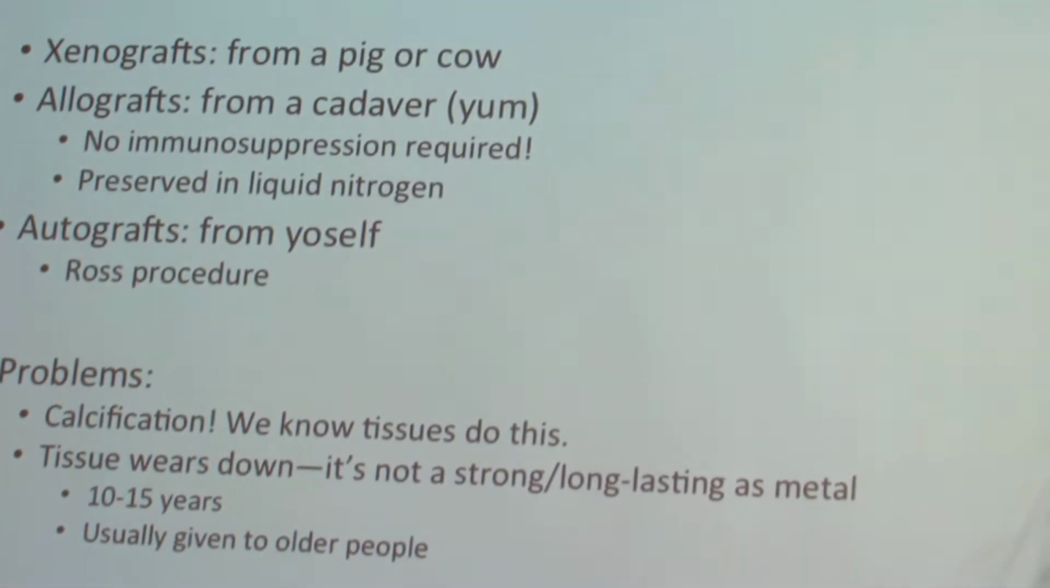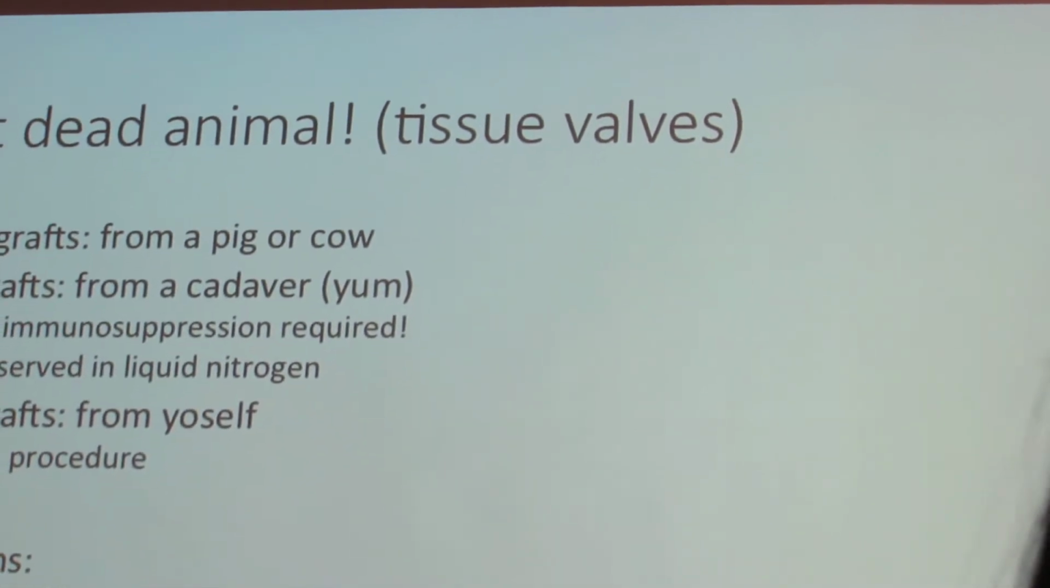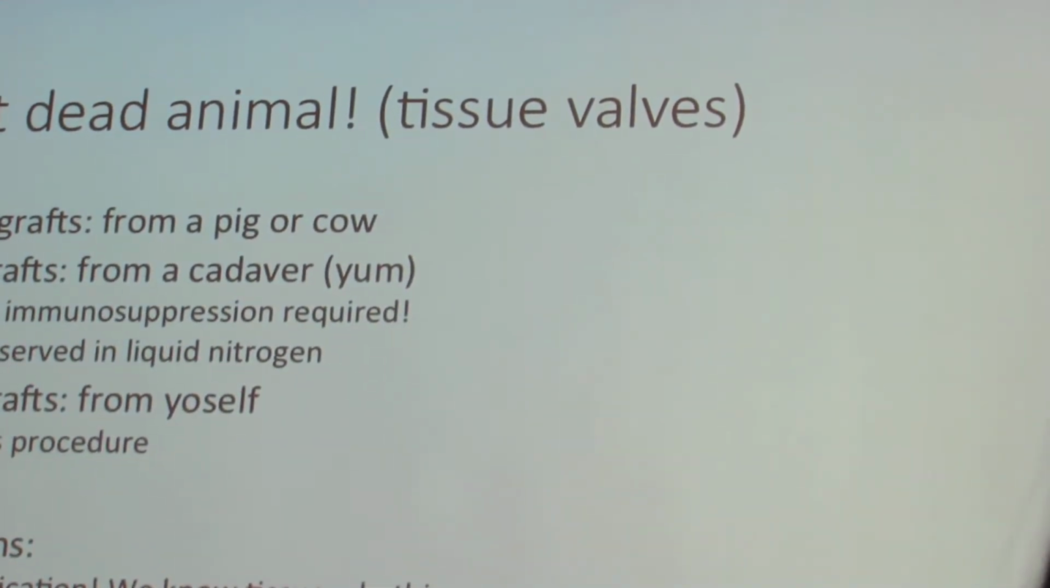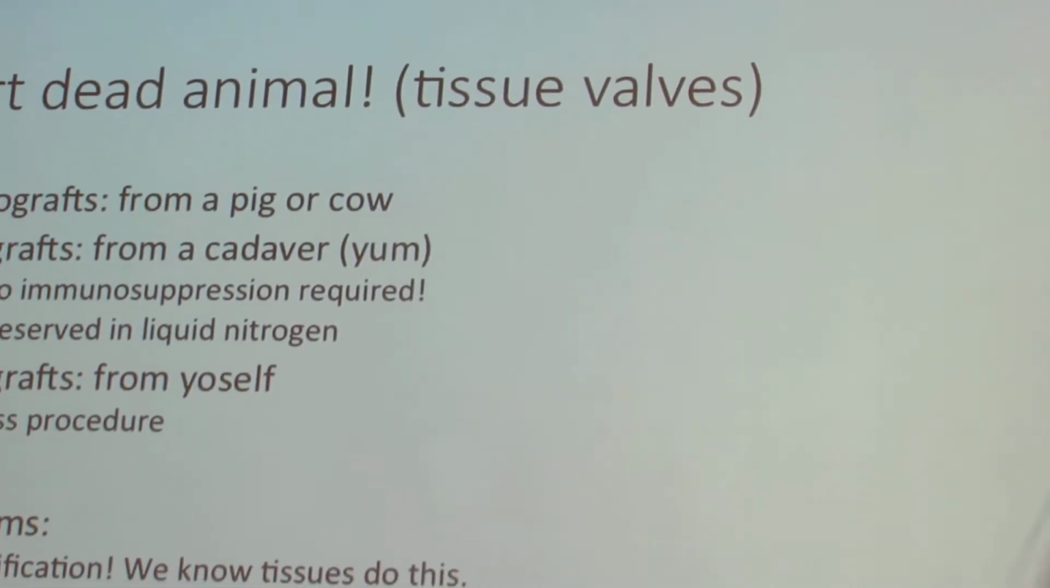And autografts from yourself, but this is the Ross procedure. You'll see, it's confusing. You don't need to know it, just know that autografts exist. So, tissue valves, once again, seem great. What do we do about this?